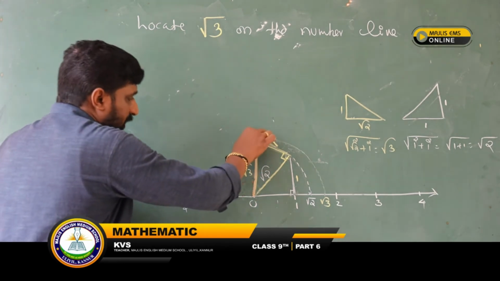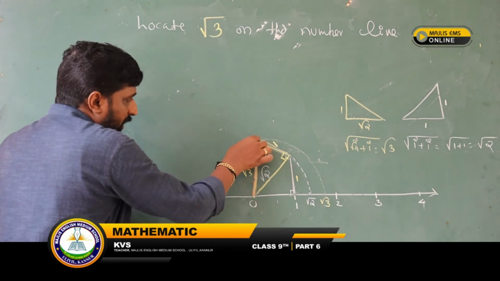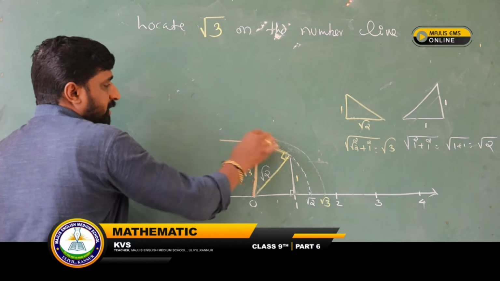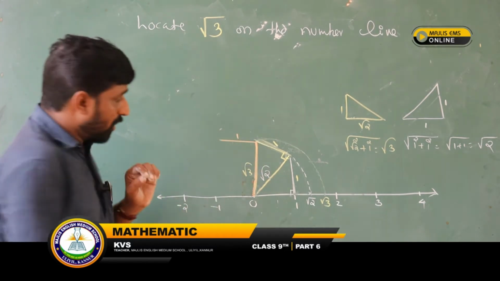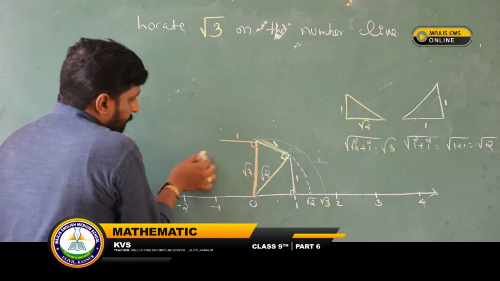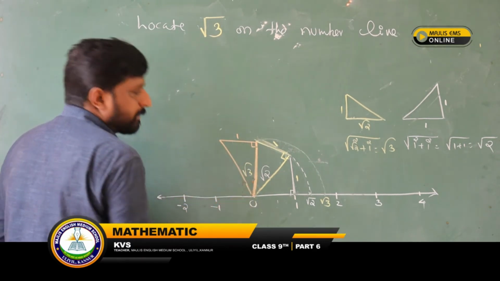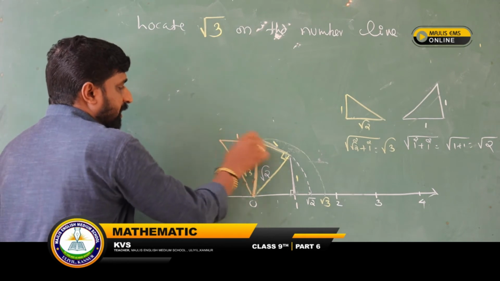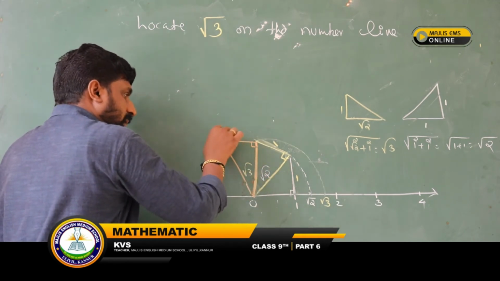Okay. Then the root 3 as the base. Again we can draw 90 degree, same 1 unit. Always we need to keep 90 degree in between here. Then triangle like this. Now we got a right triangle again here. This is root 3. This is 1.